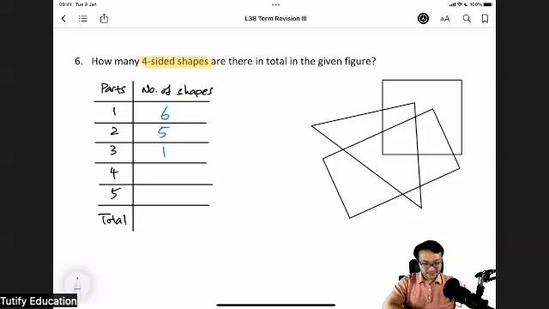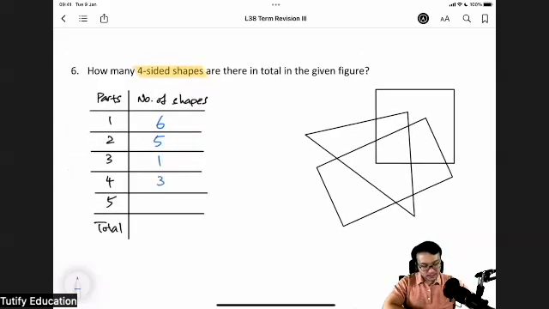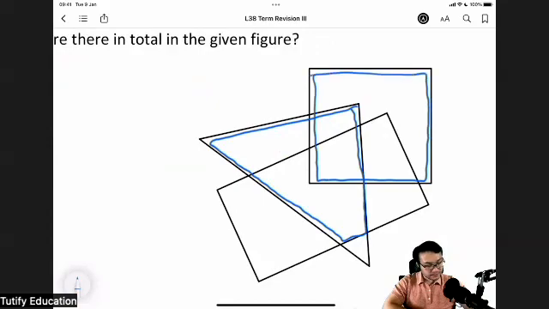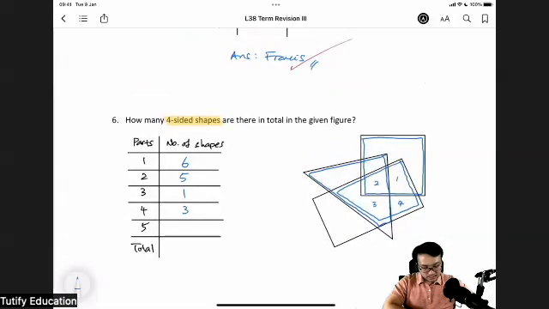Three. Very good. 3. Where are they? This is 1. Okay, this is made up of 4 parts. This is made up of 4 parts, okay? This is another one. The square is made up of 4 parts. And this one, part of the rectangle here. Well done, Talia. And what about 5 parts?